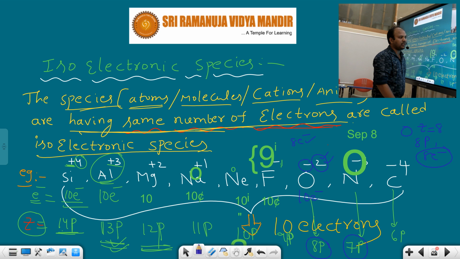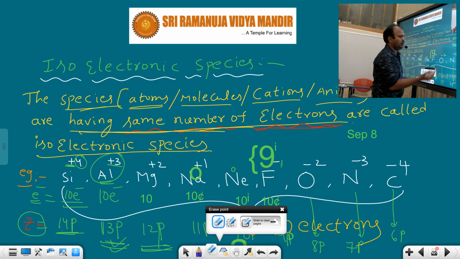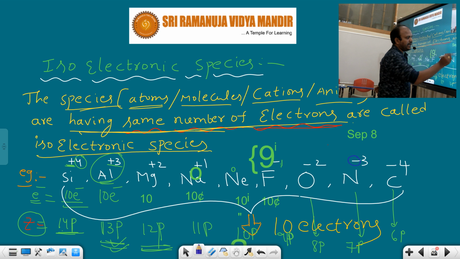As well as nitrogen atomic number 7. So 7 protons as well as 7 electrons. But nitrogen gains how many electrons here? It gains, accepting 3 electrons. In the previous case it has 7 electrons. Now it gains 3 electrons. Total how many electrons? 10 electrons.